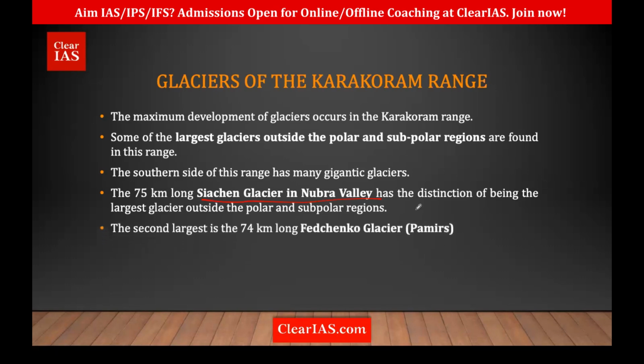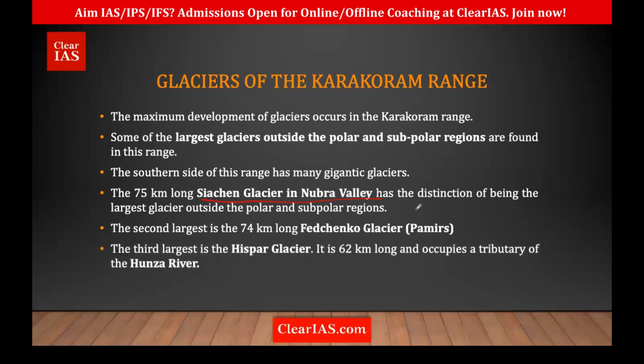Apart from that, there is the Fedchenko Glacier in Pamir. Pamir is above the Trans Himalayas. There's a Pamir Knot. It's actually above Jammu and Kashmir, outside India. That is the second largest, the Fedchenko Glacier. Then comes the Hispar Glacier, which is also important. That is where the Hunza River occupies its place. So in India, it is mainly Siachen and Hispar.